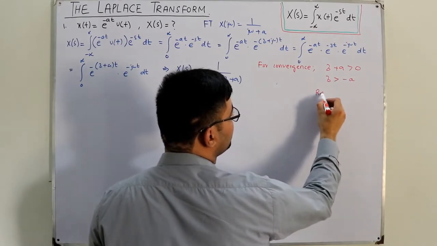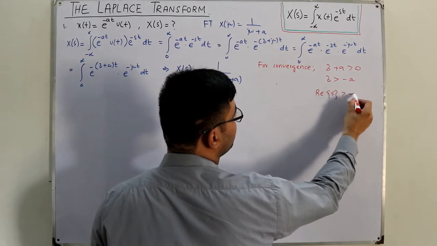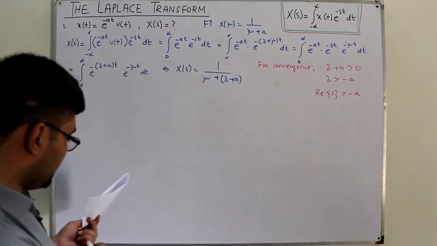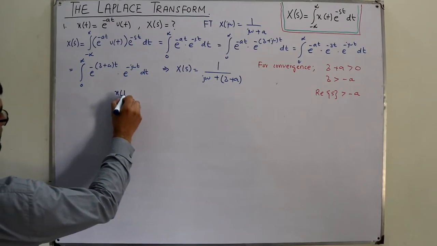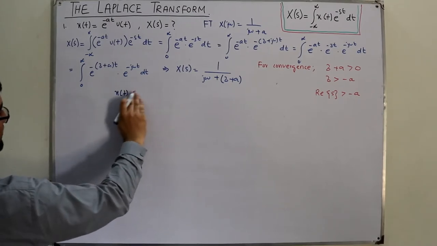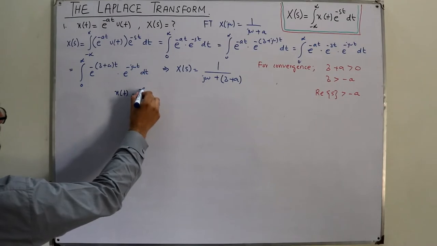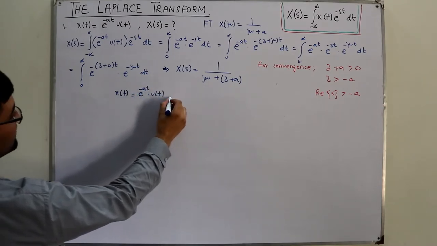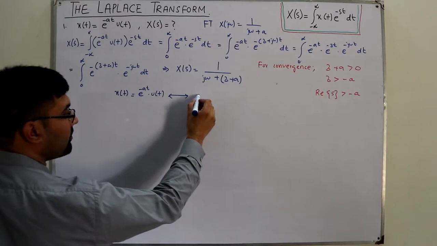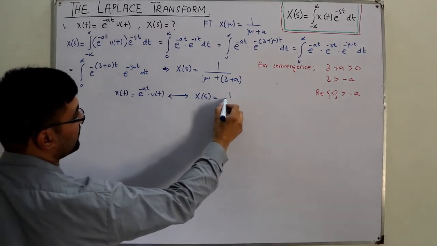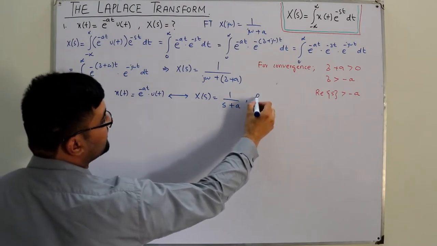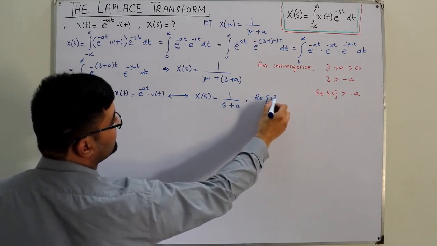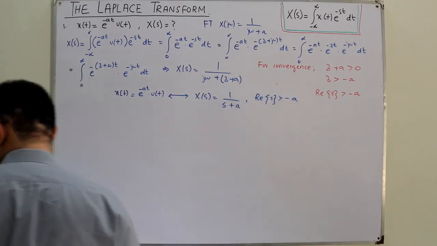And what is sigma? Sigma is the real part of s, and this should be greater than negative of A. So if this is my signal x of t, which is equal to exponential of negative a t times u of t, the corresponding Laplace transform x of s is equal to 1 upon sigma plus j omega, which is s plus a, with the condition that real of s should be greater than minus a.